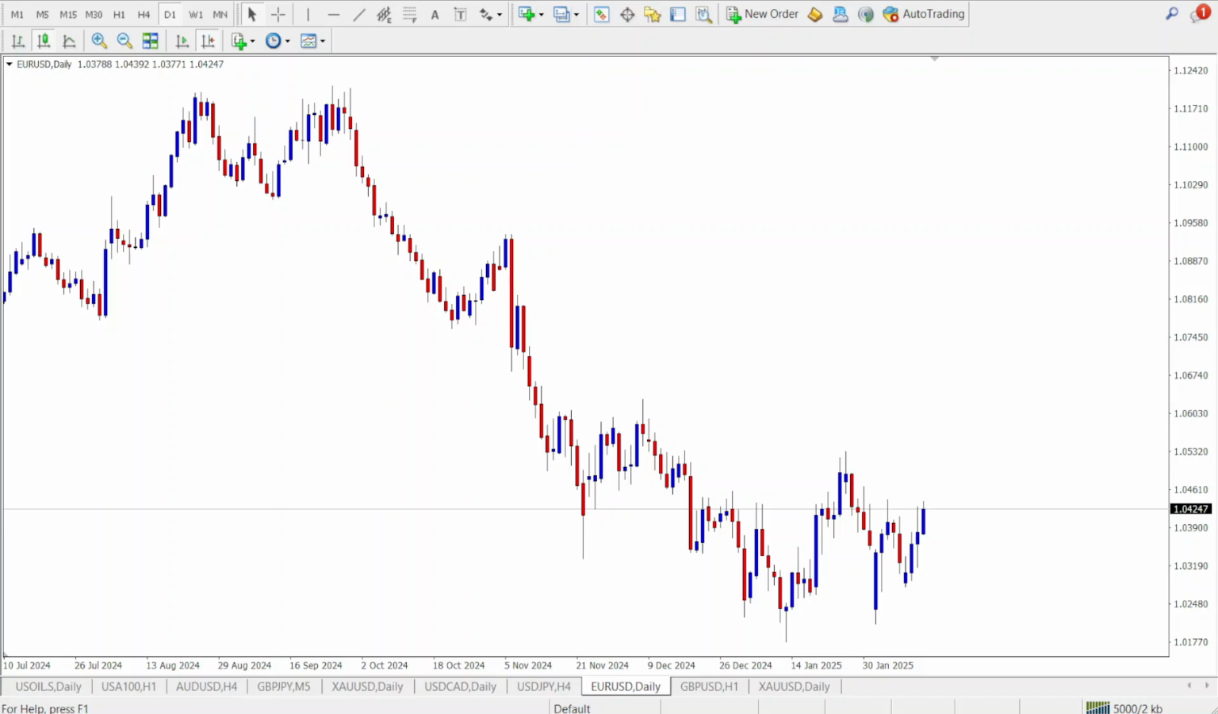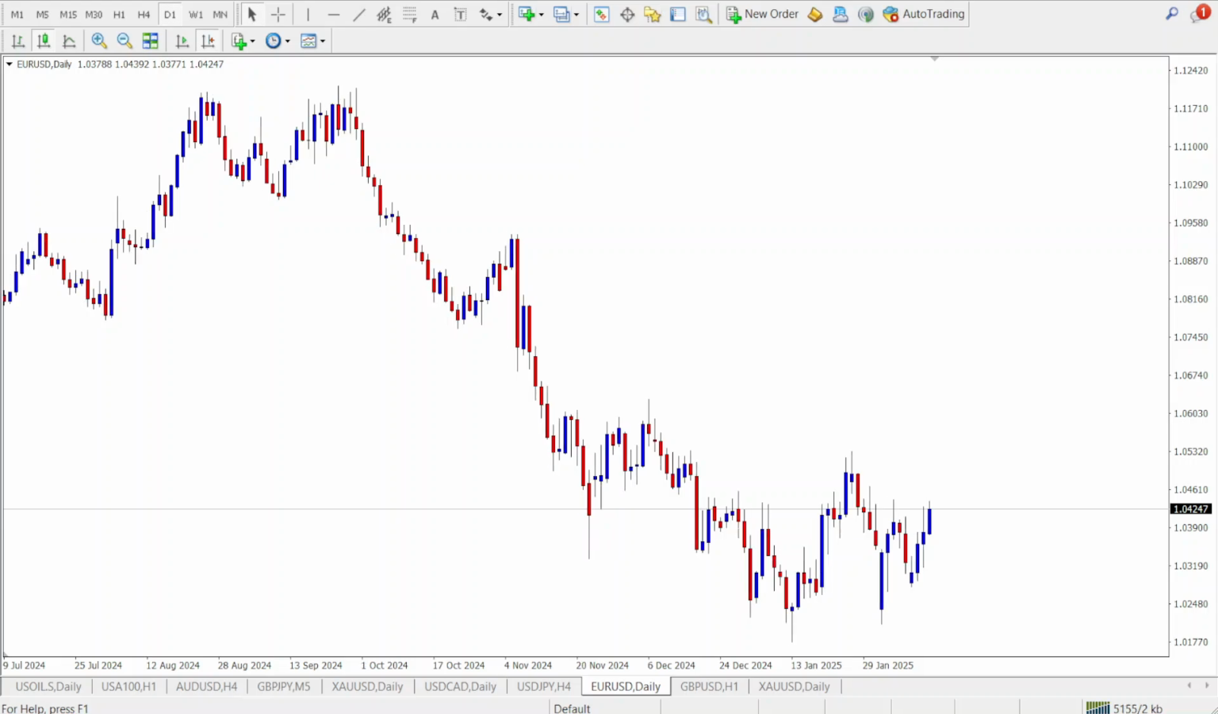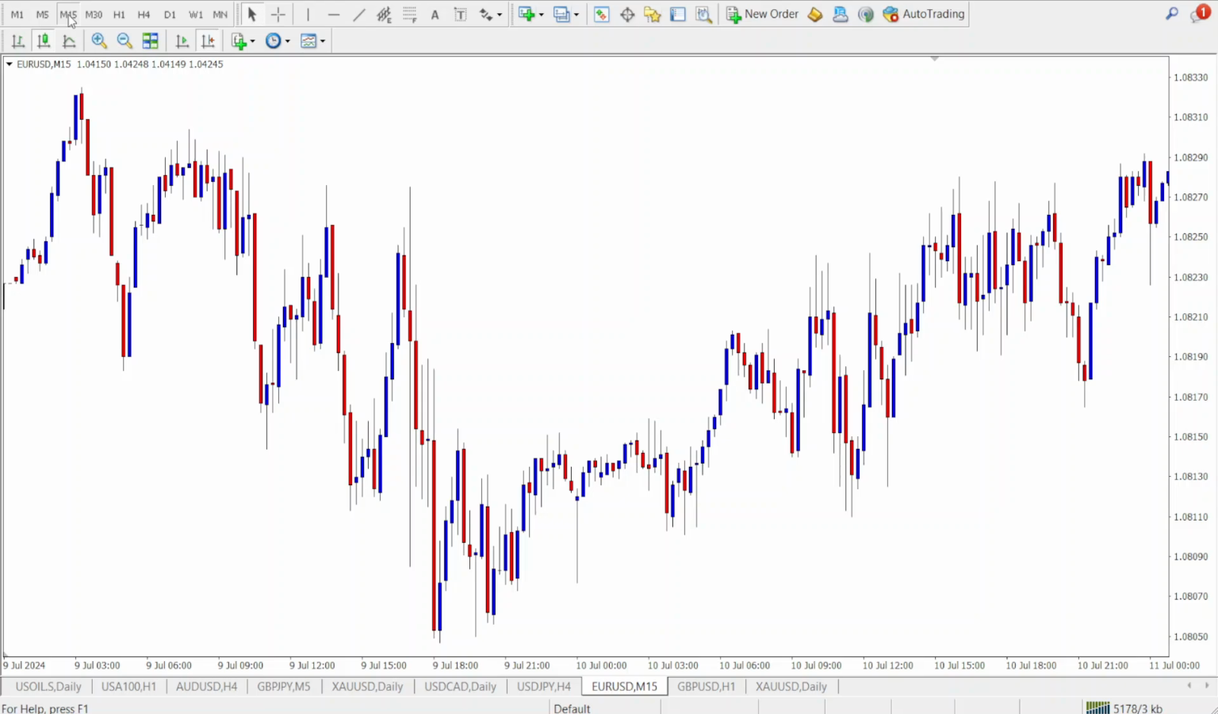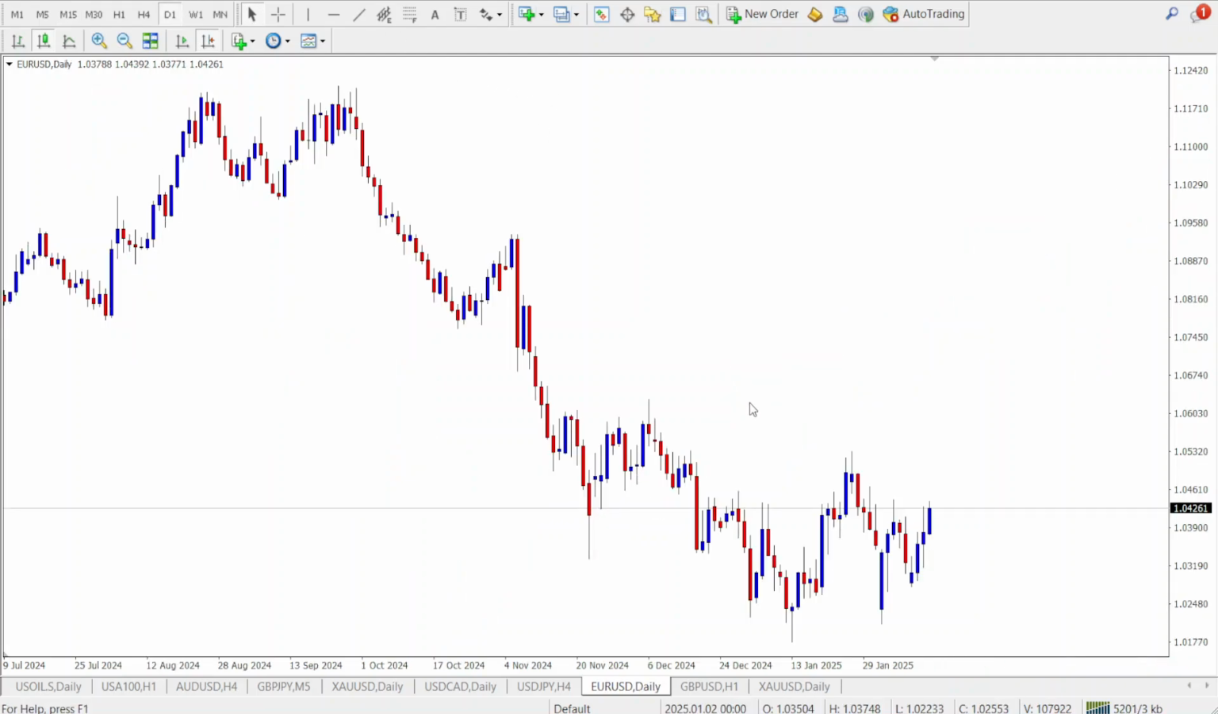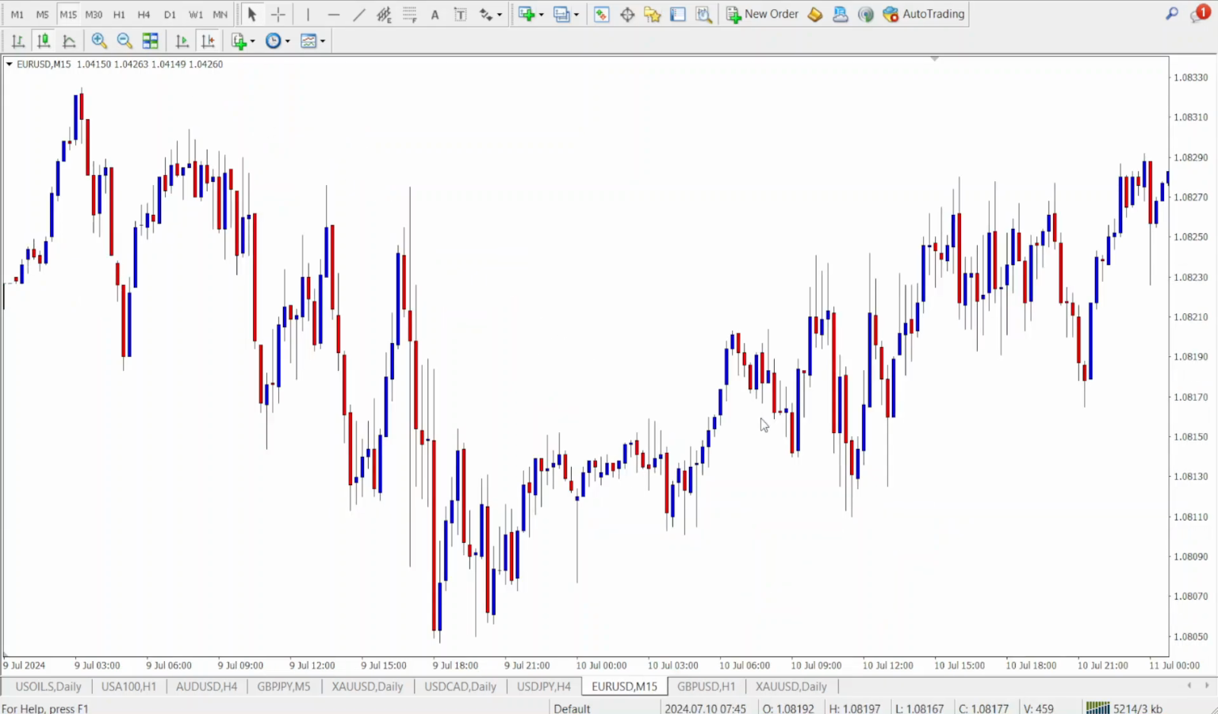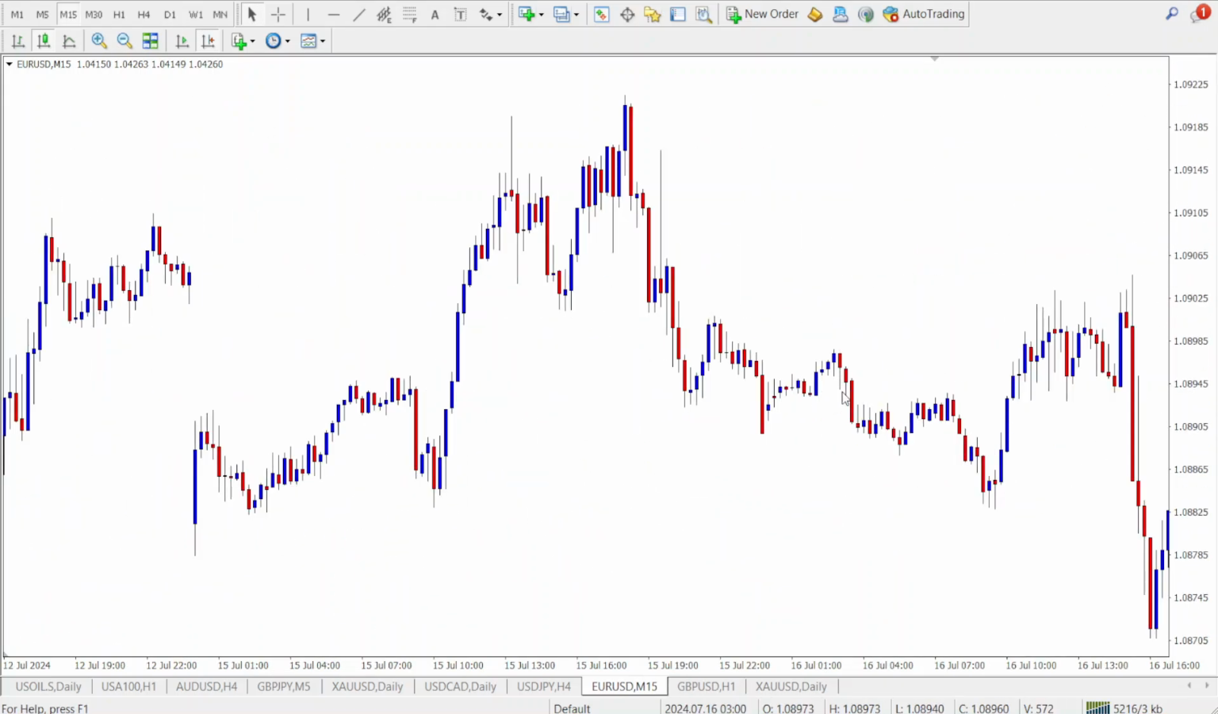Now, what exactly is top-down analysis? In simple terms, it is the process of analyzing the market from the higher time frames down to the lower time frames. So instead of jumping straight into a trade based on a single chart, you first look at the bigger picture to understand the overall trend. Then you zoom into smaller time frames to refine your entry and exit points. This method keeps you aligned with the dominant market direction and helps you avoid false signals.